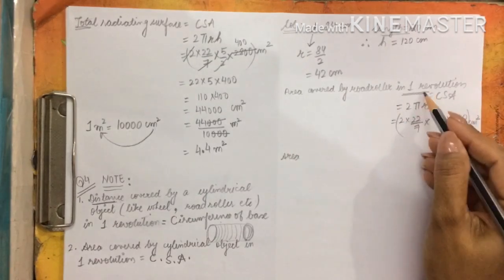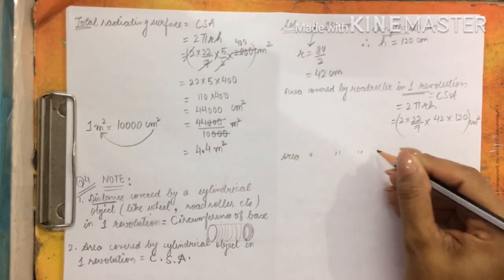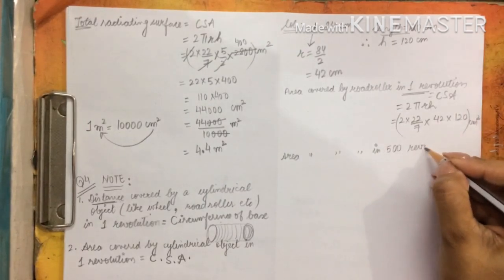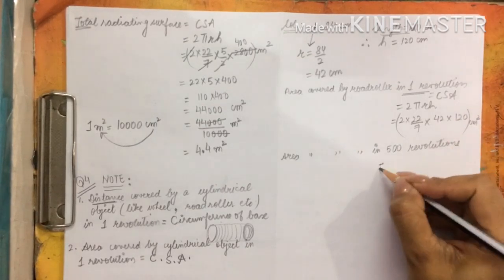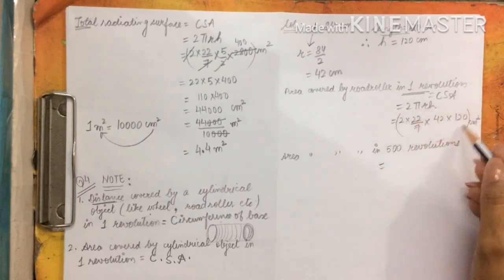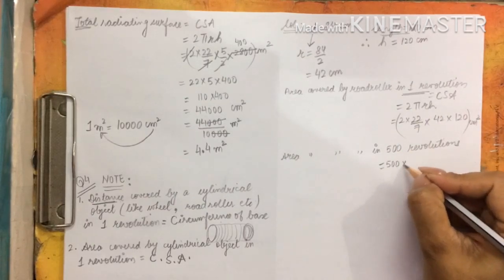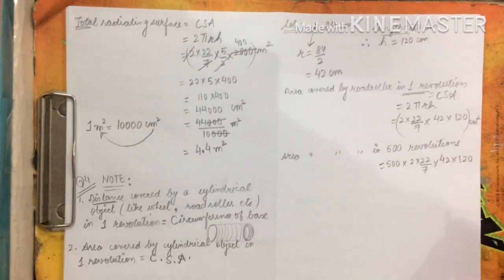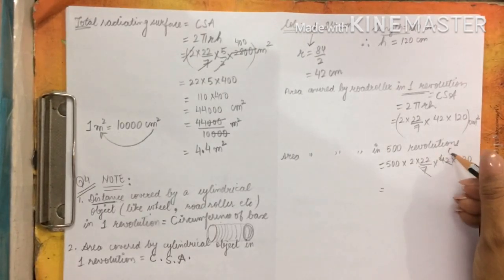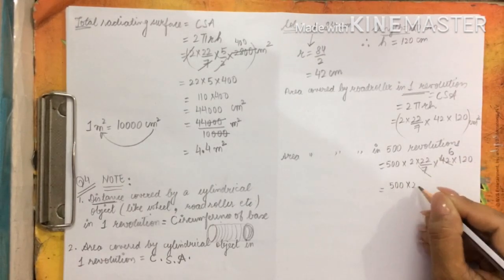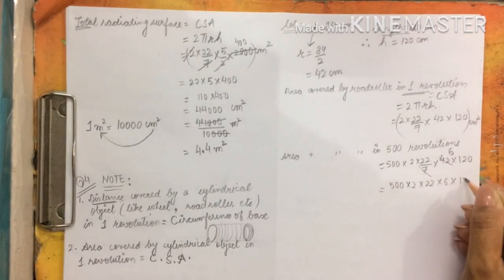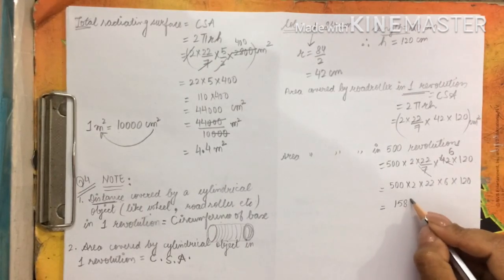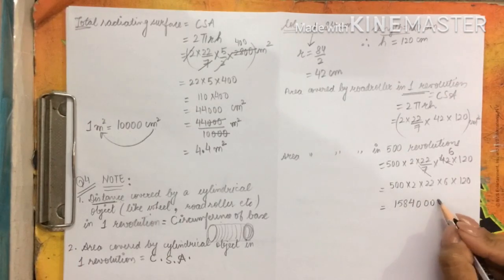From one revolution, I'm going up to 500 revolutions. So in 500 revolutions, what will be the area covered? This is the area covered in 1, and it will be multiplied with 500. So 500 multiplied by 2 into 22 by 7 into 42 into 120. Let's simplify. These can be cancelled. So this is 500 into 2 into 22 into 6 into 120. Solving, this is 1584 with 4 zeros.